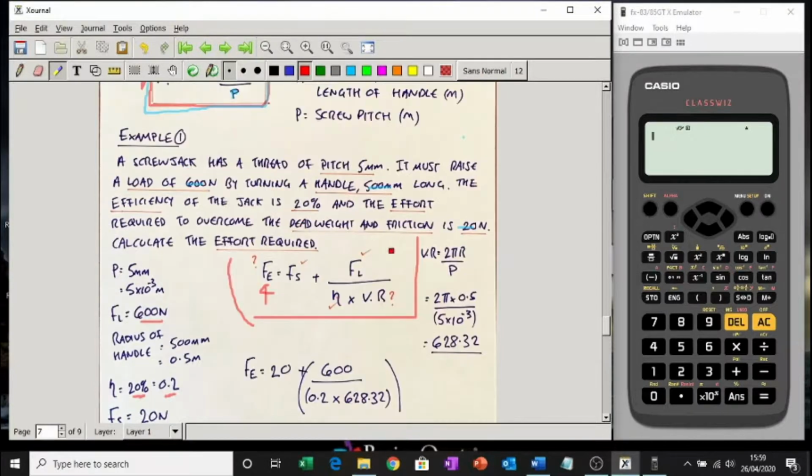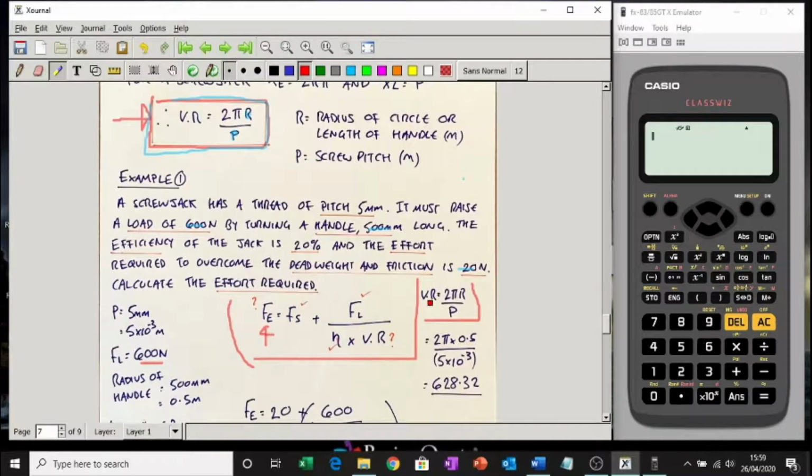It's a screw jack, so we can use this formula from before. The velocity ratio is 2 times pi times the radius, which is the handle length really, which is going to be 500 or 0.5, all over the pitch of the screw, which is 5 millimeters, which is 5 times 10 to the minus 3 meters. Don't forget.